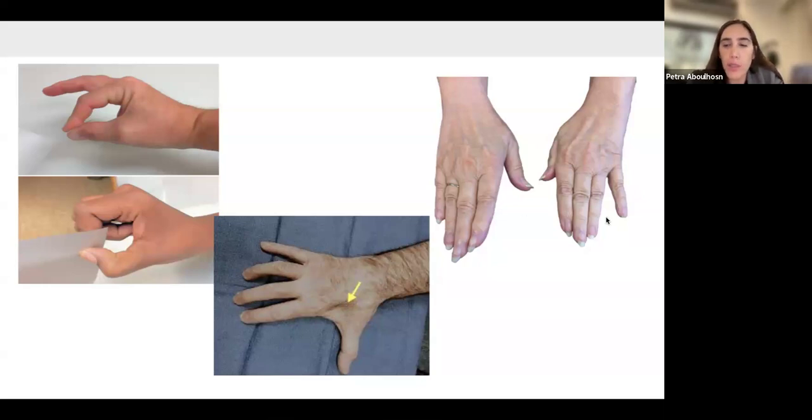This is called Wartenberg sign, not syndrome, the one that we saw before. And this is because we have weakness of the adductor digiti minimi. Usually you can ask the patient to put their hands in their pocket and you would see the pinky hanging off. And this is Froment's sign.